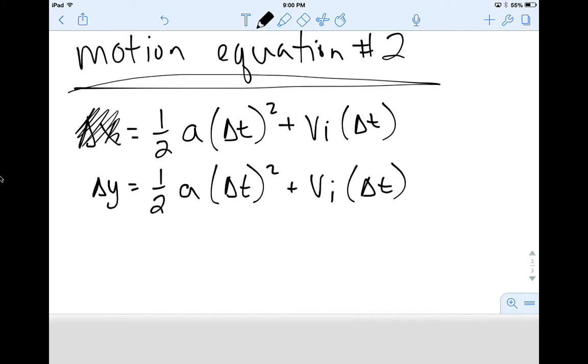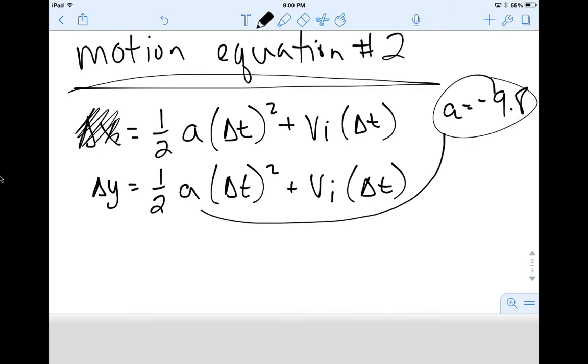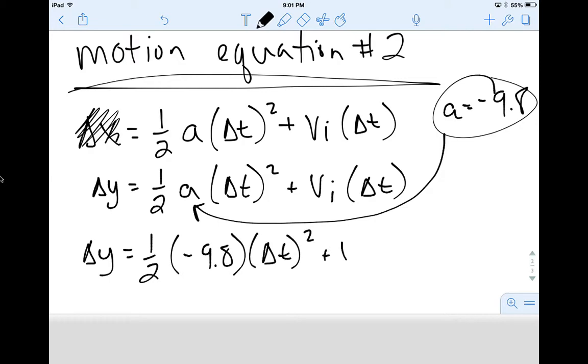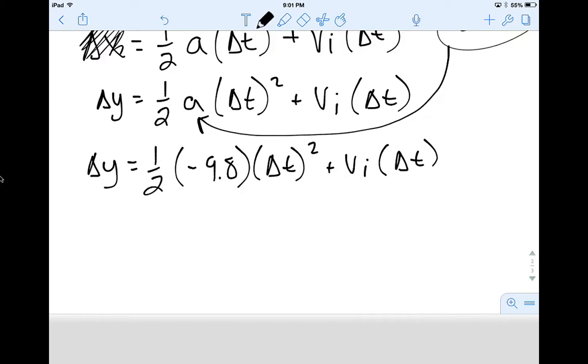Now, we can also remember that a equals negative 9.8. So I'm going to take that a and plug it in here. So I'm going to get delta y equals 1/2 times negative 9.8 delta t squared plus vi delta t. And that lets us do something pretty cool. We're going to make this a lot simpler because I can multiply these together.